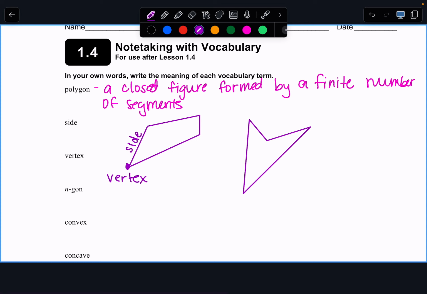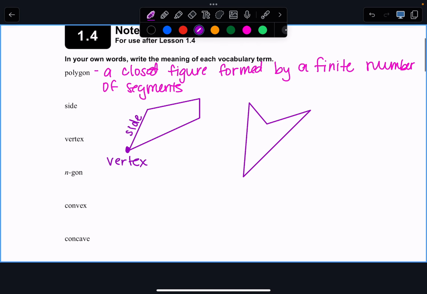Is that a polygon? It is a polygon, but these are 2 different kinds of polygons. The words are down below. Which one is which?